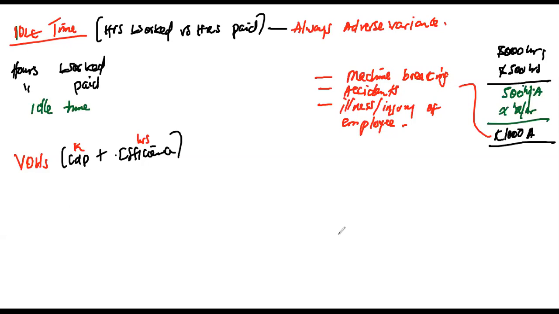The only difference between a variable variance and the labor variance is the rate. A labor variance has its own rate and the variable variance has its own rate. That's the only difference. Otherwise, everything else is the same. So when you are dealing with a variable overhead expenditure variance, just look at the number of hours and the rate. The hours are the same, the only difference is the rate.